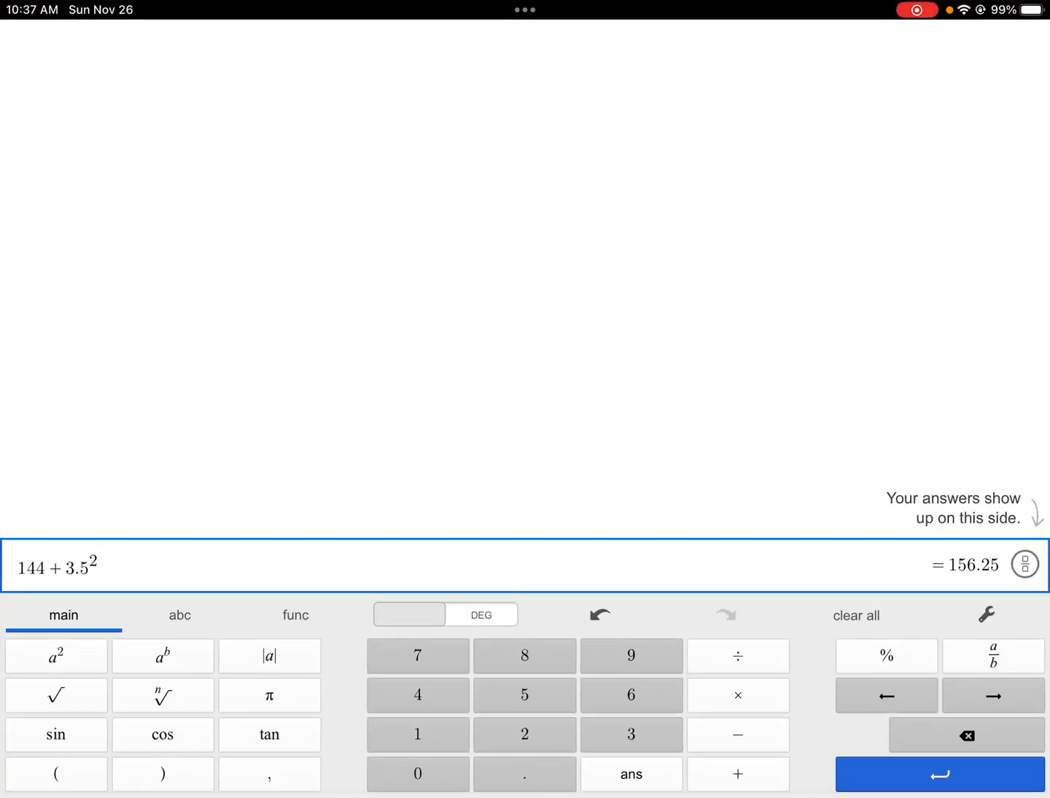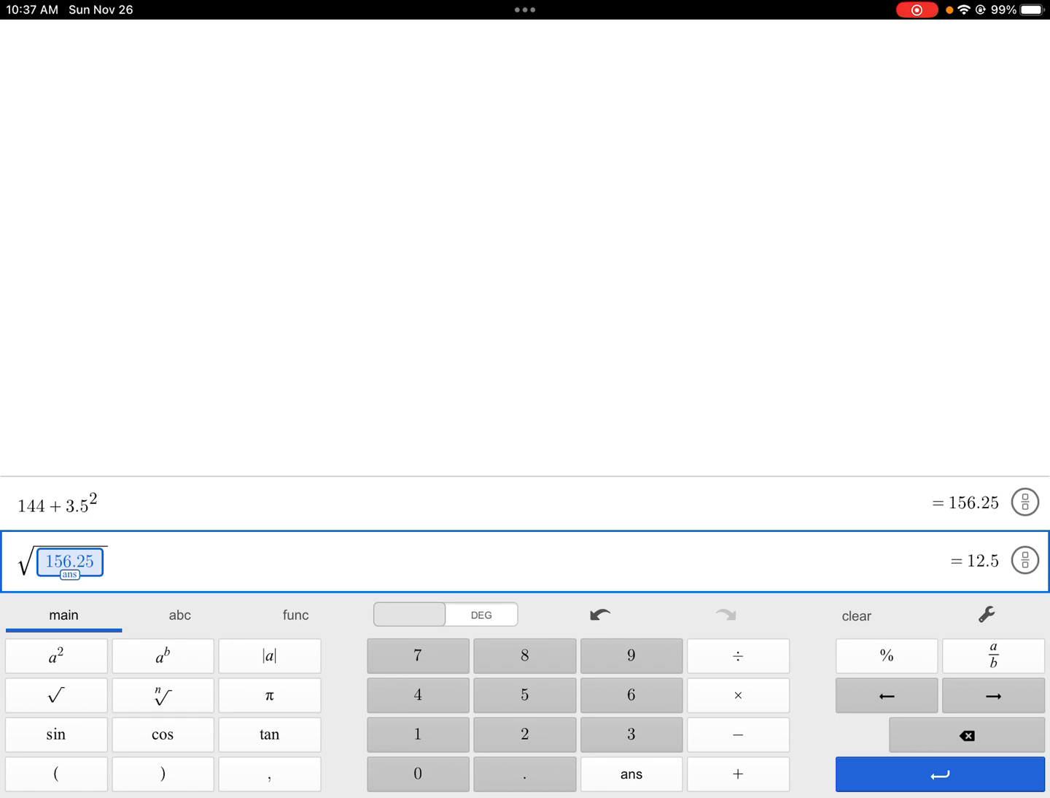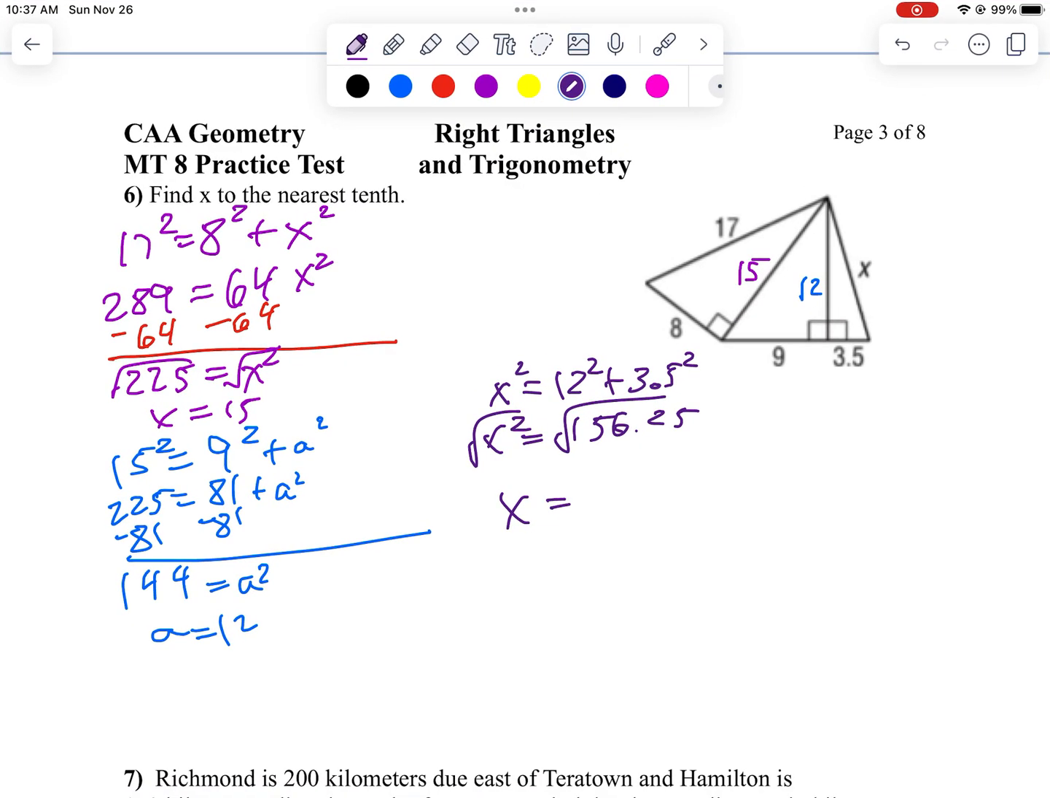So I'm going to take the square root of 156.25. And notice we get 12.5. And that's our answer for number 6. Notice we had to use Pythagorean theorem once, twice, 3 times, and you have to be able to identify the hypotenuse of what each one is so you can do it correctly.